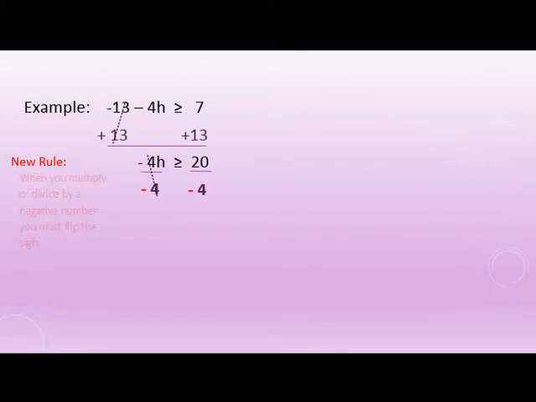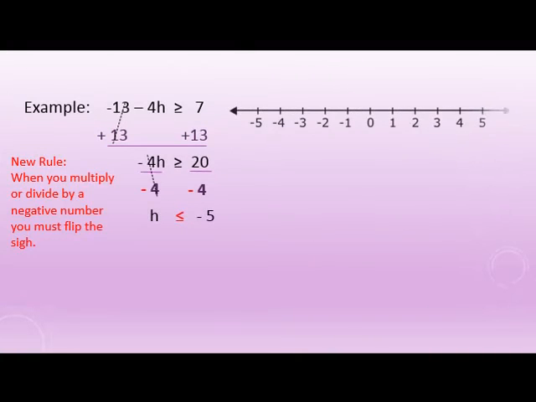Now I'm going to graph my solution. Again, step 1, put a circle at negative 5. Step 2, look to see if there's an equal sign in the inequality. Here there is, so I'm going to fill in the circle. Step 3, make a line to the left because it is less than negative 5.